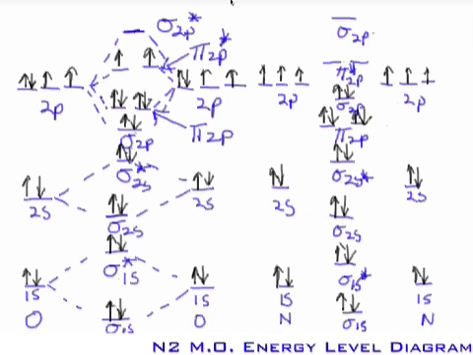Okay, let's part these because it's getting a bit confusing. So here's N2 on the right. You notice the only difference is the pi 2p is below the sigma 2p. This type of pattern holds for nitrogen, carbon, boron, and beryllium, as well as lithium. But for fluorine and oxygen, we keep the normal pattern.